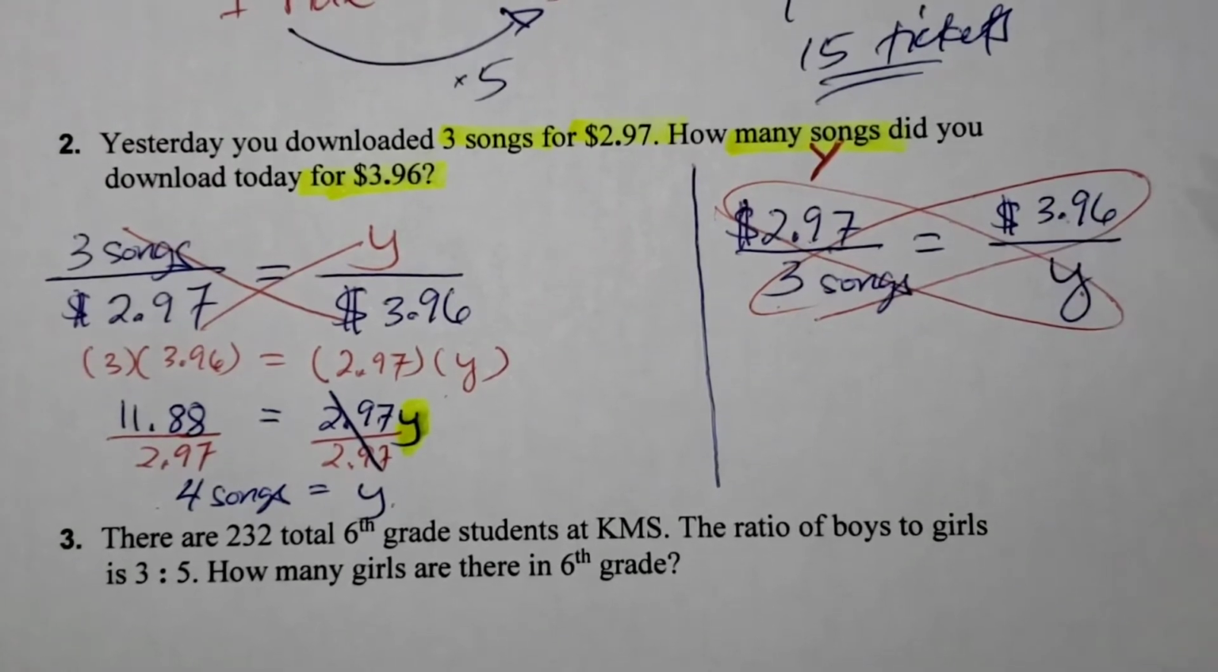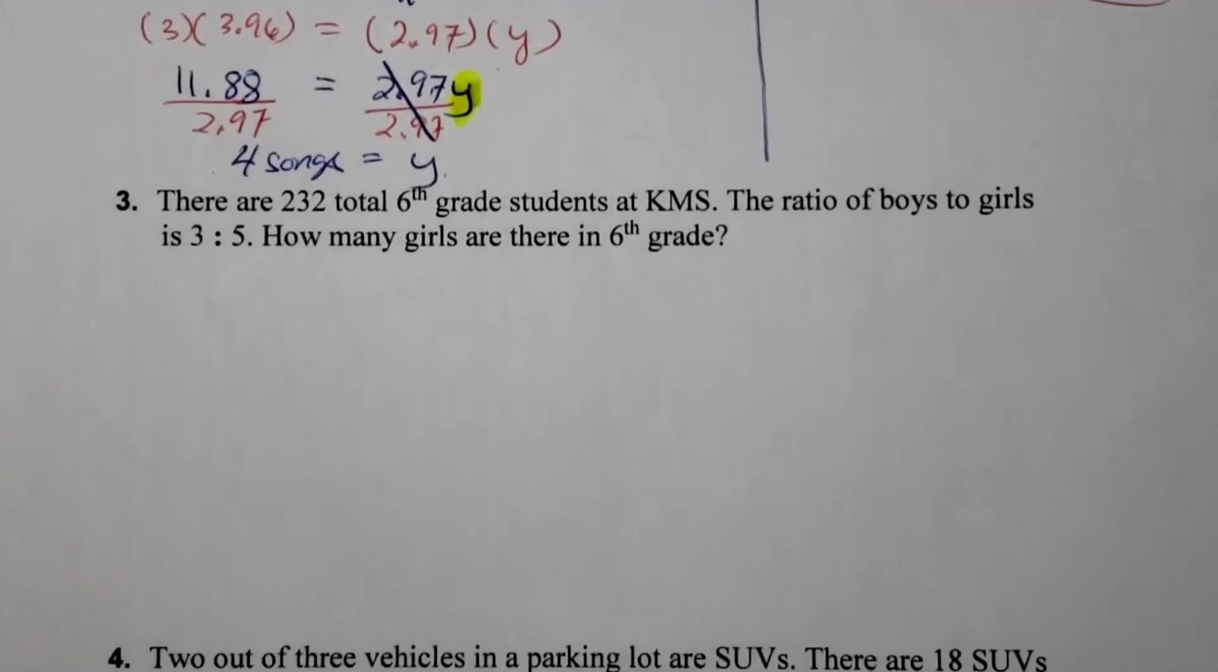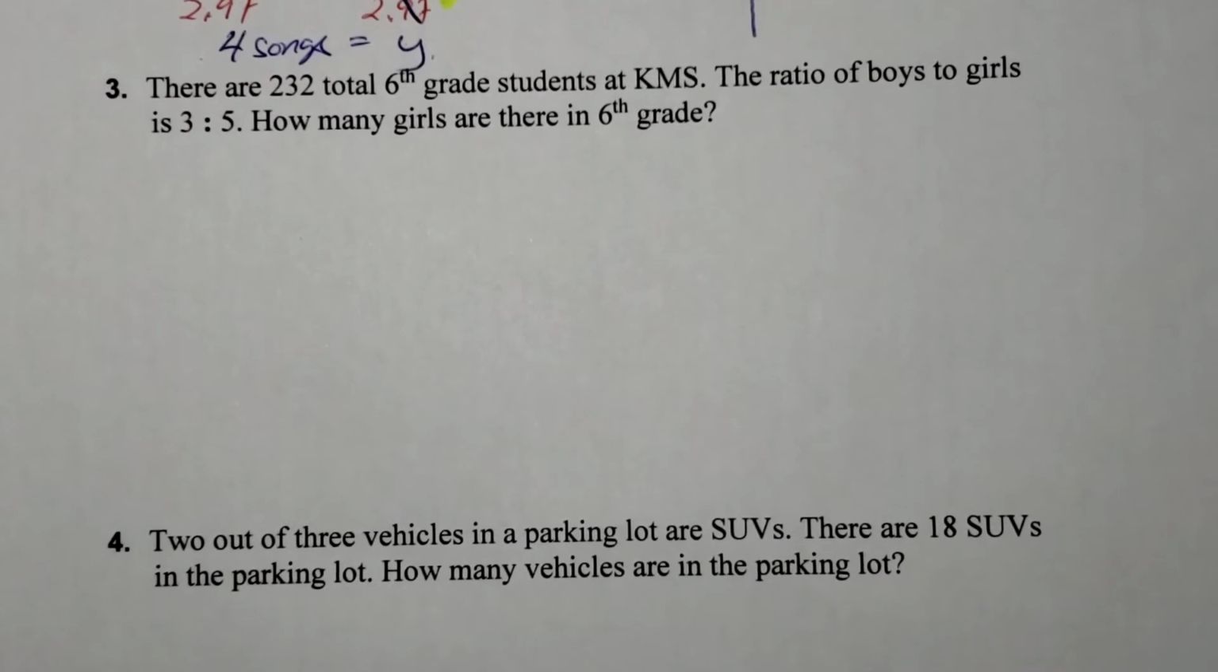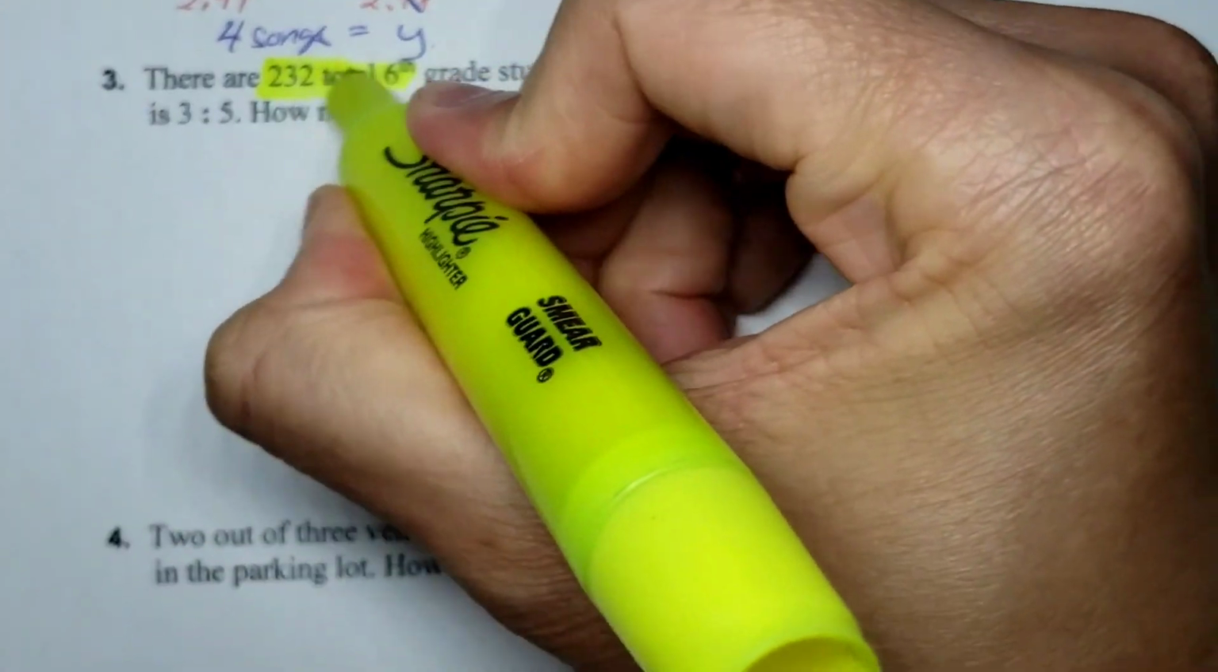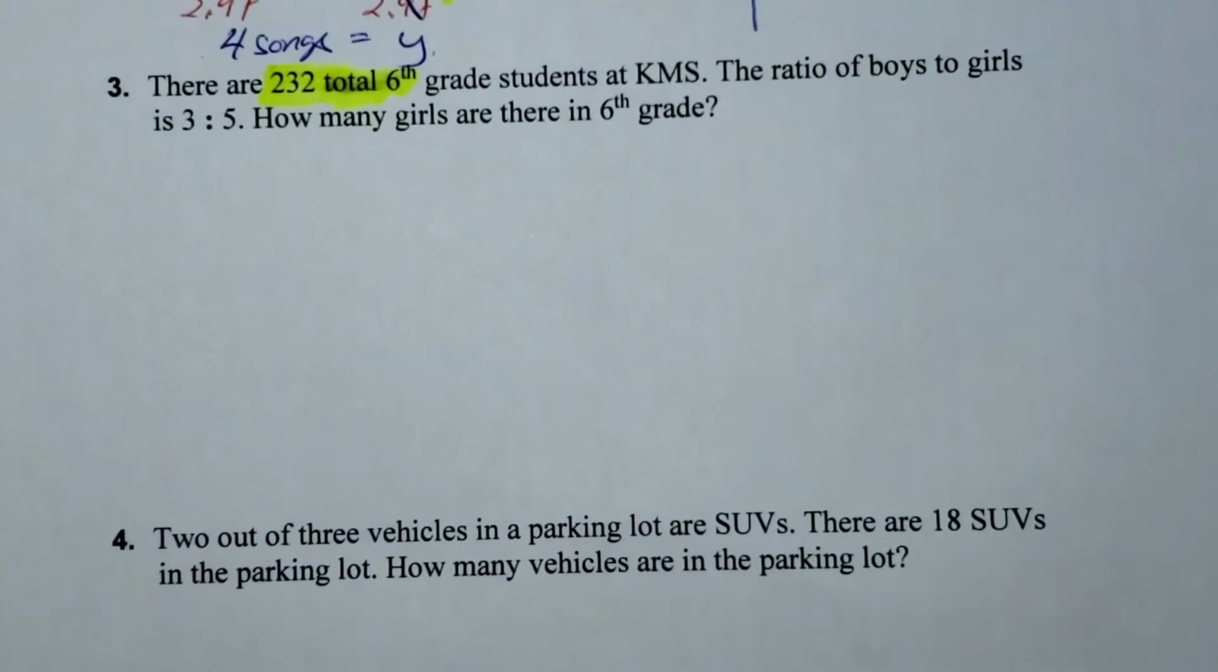So this also proves how important labeling your values would be. Okay? Now let's try number 3. Number 3, there are 232 total 6th graders, or grade students, at KMS. Okay, there we go. 232 total at KMS.